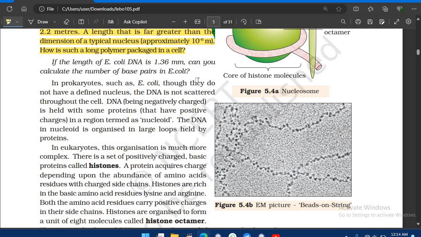In a prokaryote such as E. coli, which does not have a defined nucleus, the DNA is not scattered throughout the cell. The DNA, being negatively charged, is held with some proteins that have positive charges, and the DNA organizes into a large structure called the nucleoid. In eukaryotes, this organization is much more complex. There is a set of positively charged, basic proteins called histones.